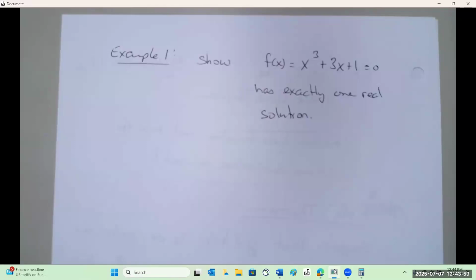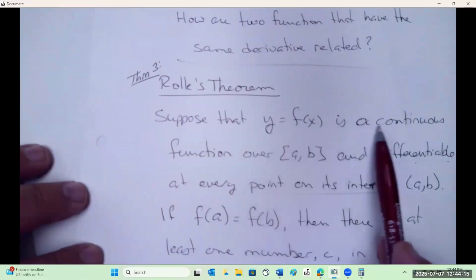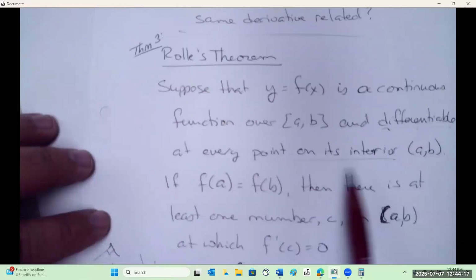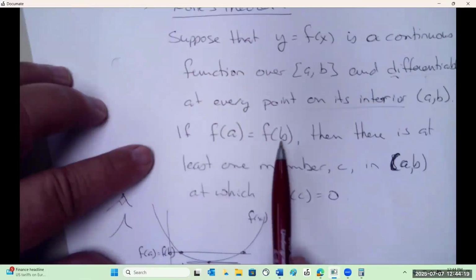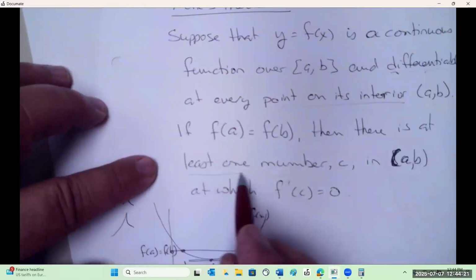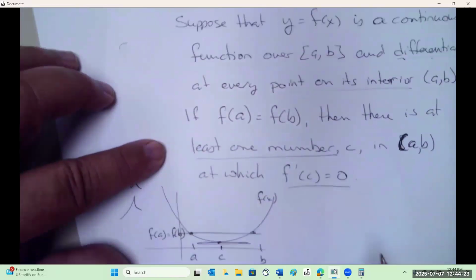So how would we do that? How would we employ Rolle's theorem? Remember, that's what Rolle's theorem is stating for us. Suppose that f of x is continuous in a function, differentiable at a point. If f of a equals f of b, then there's at least one value c where the first derivative equals 0.